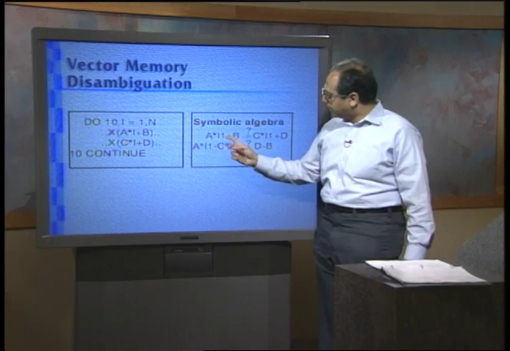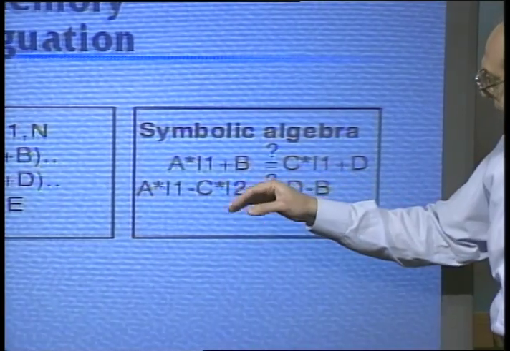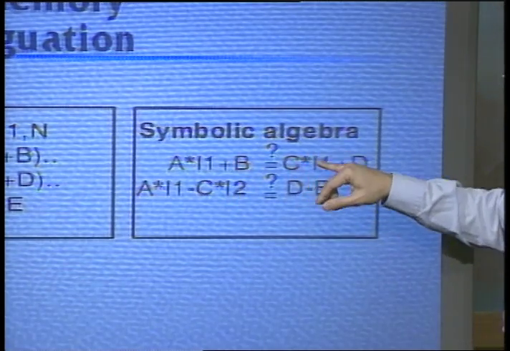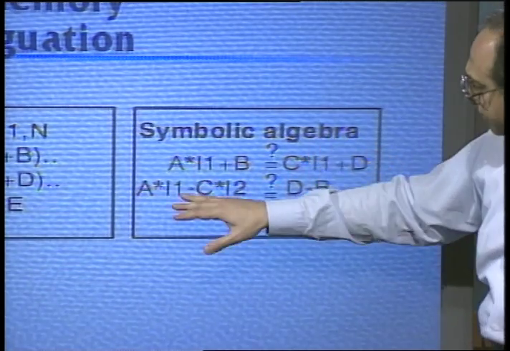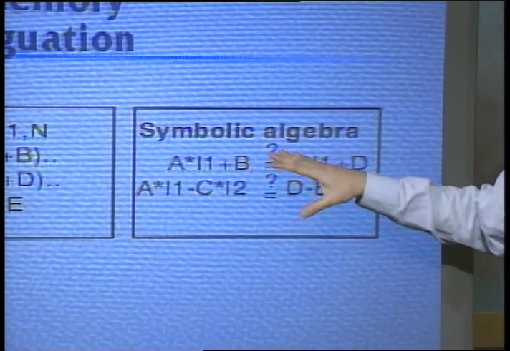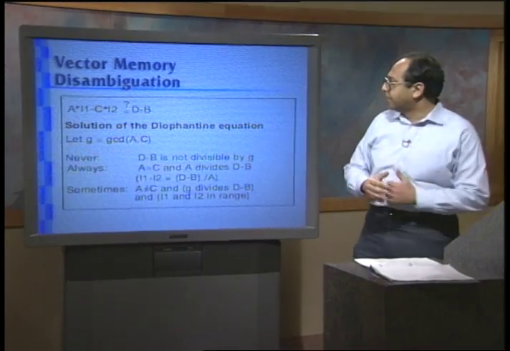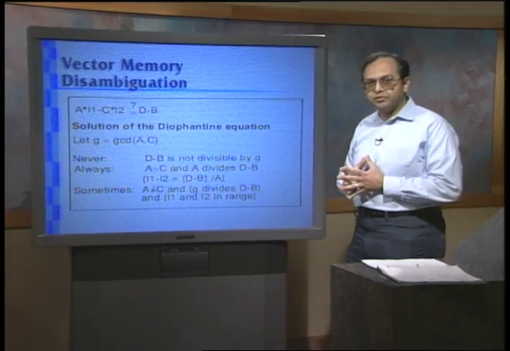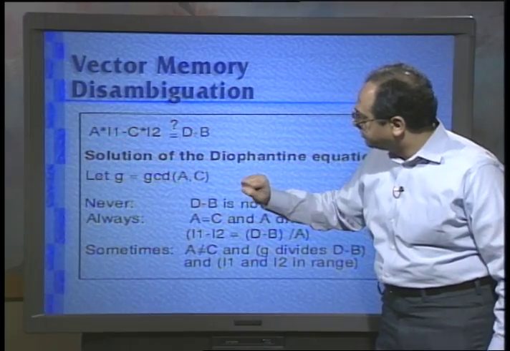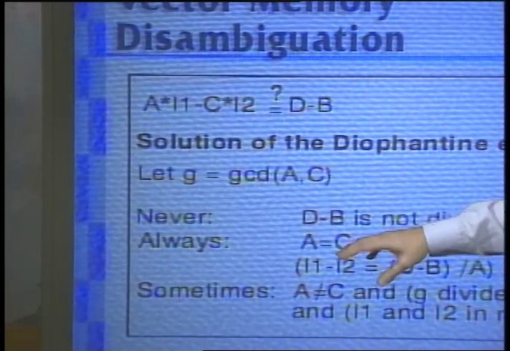So if we let one of the values of I be I1 and the other be I2, then the question is, is A times I1 plus B equal to C times I2 plus D? Or we can rewrite that as this expression. Now, this is the canonical form in which we will try and bring this expression. And at that point, we can bring to bear the techniques of Diophantine equation solving. So once again, this is the question we'd like to answer. And there is a pre-formed solution to this.